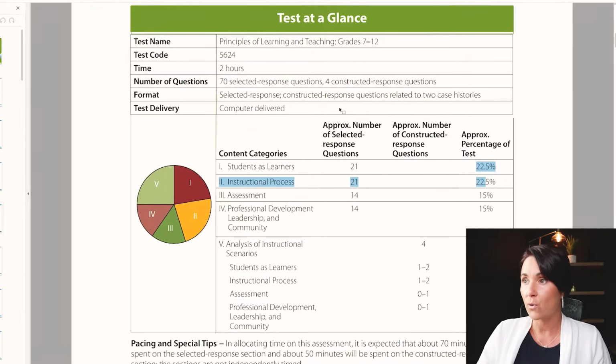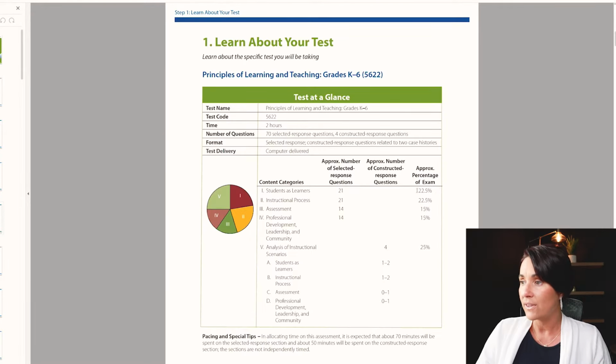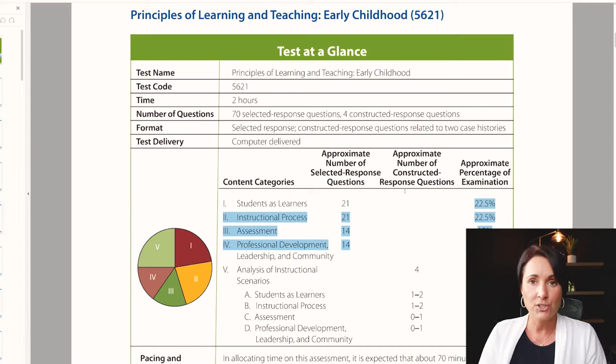Here it is here for the high school, same thing. Here it is here for the elementary, same thing. And here it is here for the pre-K or the early childhood, same thing. 22.5, 22.5, 15, and 15. Now, I want you to give yourself time on all of these content categories. It just helps to understand what questions are coming from where and where you should really focus your studies.